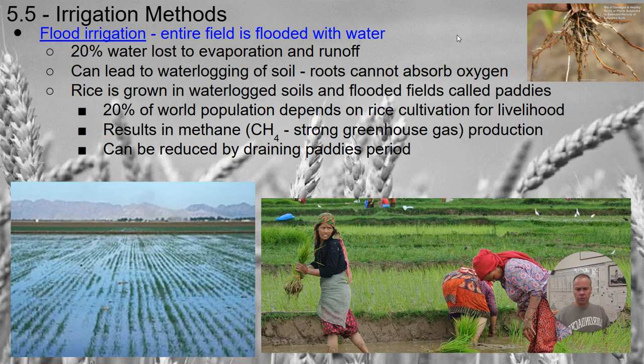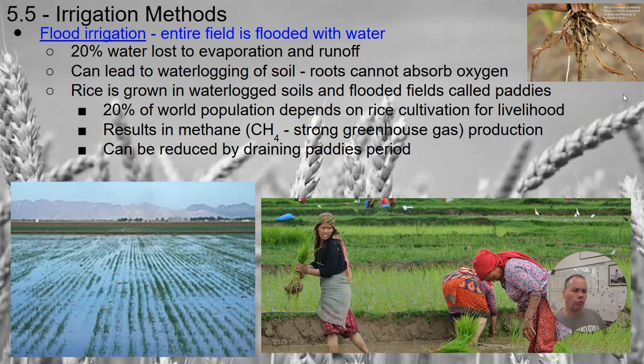This can lead again to a fair amount of evaporation of that water. About 20% is lost, so it's more efficient than furrow irrigation. That's something sometimes people get confused about. They think that flood irrigation would be less efficient, but it's actually more efficient than furrow irrigation. And it can lead to waterlogging of soils. If the soil is flooded for too long, that impairs the growth of roots, causing them to grow in anoxic conditions, and can damage them.